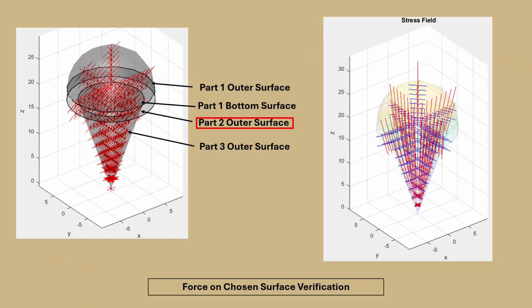All right, so this slide is basically just outlining which surface we chose to verify. We chose to verify the outer surface of the cylinder, which is body part 2. And on the right-hand side, this is just a quick snippet of my stress field from my MATLAB code.